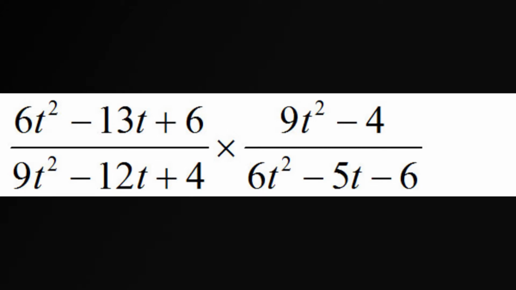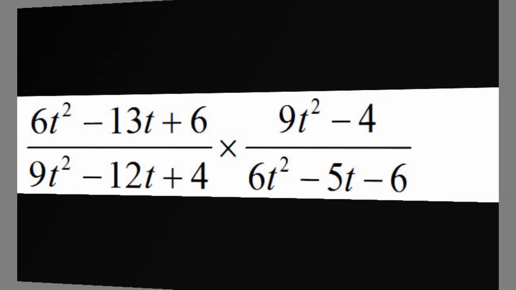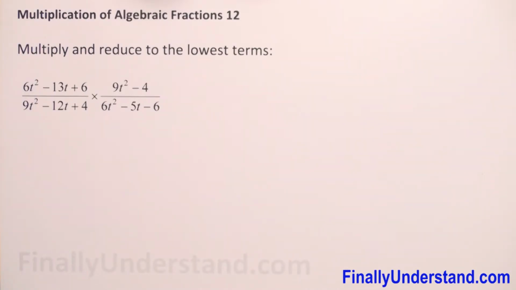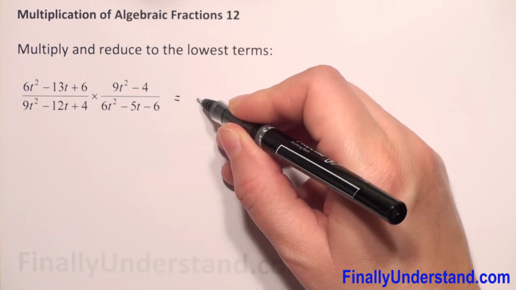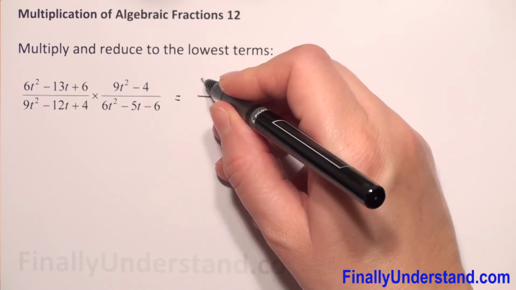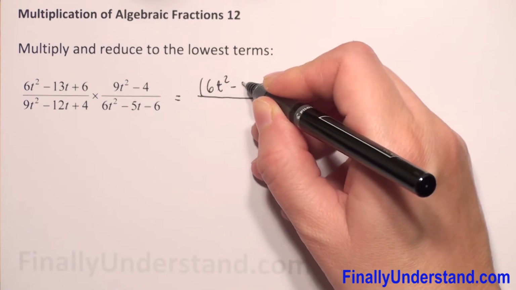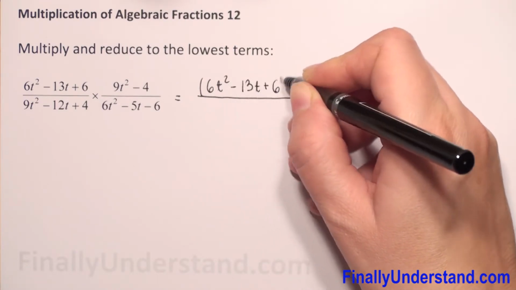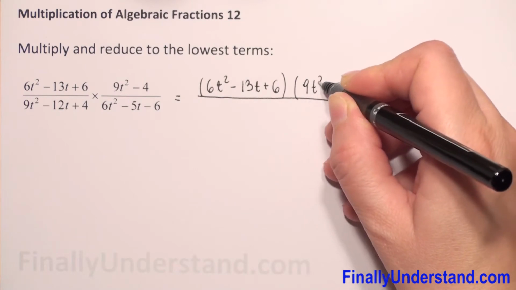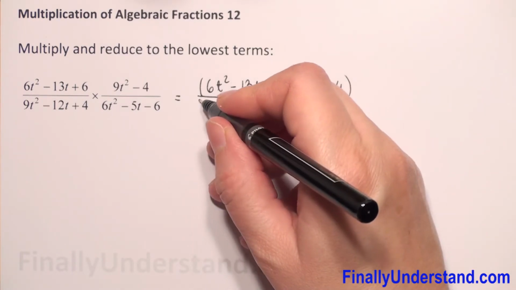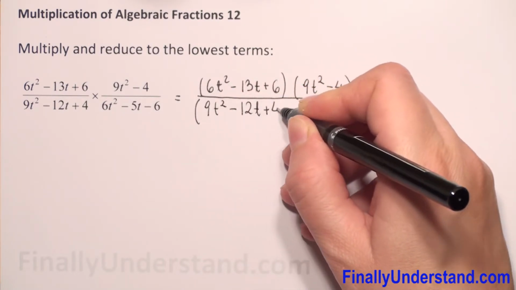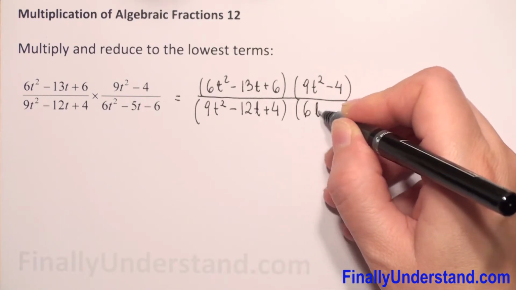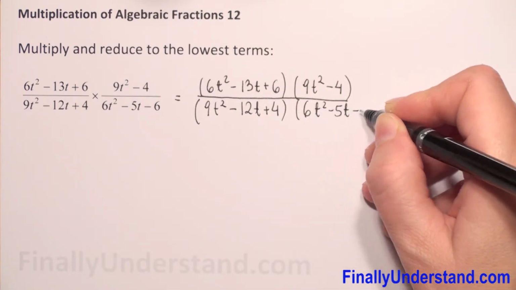We have multiplication of algebraic fractions. We know that we multiply algebraic fractions like every fraction, so it means we have to multiply numerator times numerator, denominator times denominator. So I will put one fraction bar and we will have in parentheses 6t squared minus 13t plus 6 times 9t squared minus 4 over 9t squared minus 12t plus 4 times 6t squared minus 5t minus 6.